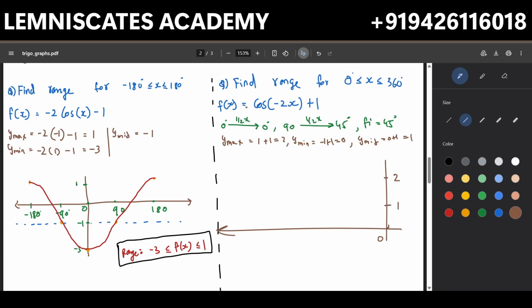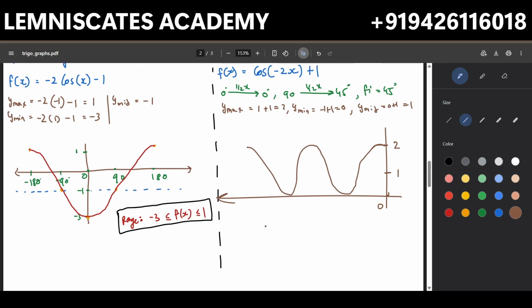And the starting point will be at the maximum because of the positive coefficient of the cos. And the graph will have two complete cycles. So it will go like this, one cycle and then second cycle. And the reflection is what I have to draw now in between 0 to 360. Exactly the same graph on the right hand side like this. One cycle, two cycle. That's it.